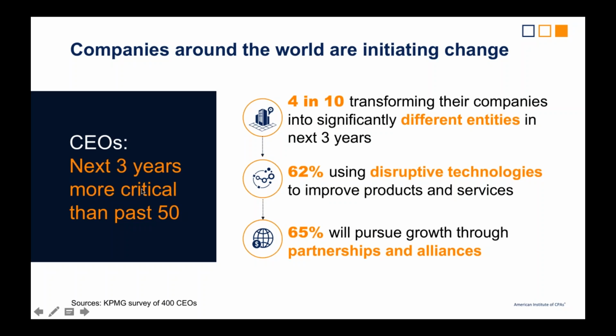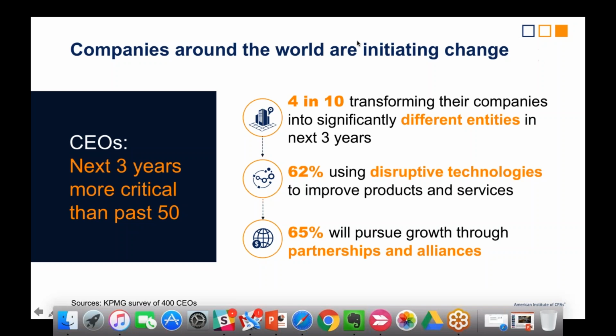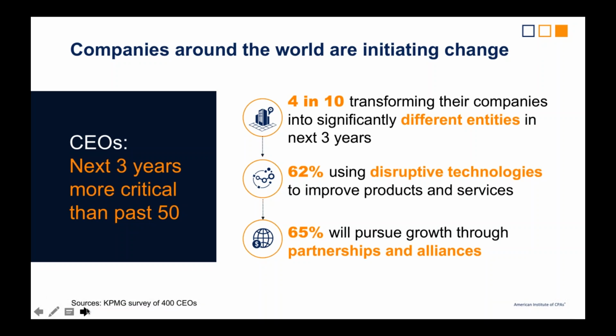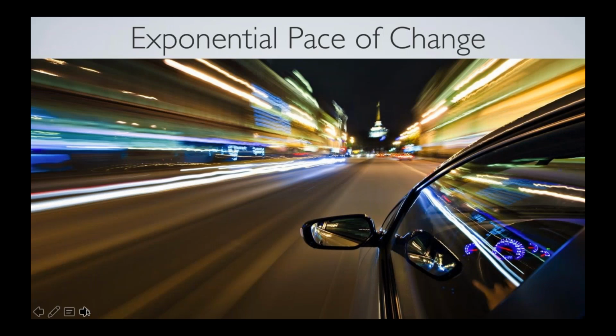So this is another slide that came from Barry Melanson at the AICPA meeting. Now this is large corporate, but the point is in the next 3 years, they believe are more critical than the past 50 years. So all the stuff that went on in the last 50 years, they think the next 3 are going to be as big or bigger. And 4 in 10 are transforming their businesses into significantly different businesses in the next 3 years. 62% are using disruptive technologies to improve services, and 65% will start looking at alliances and partnerships. That all adds up to this idea of, man, things are getting fast, and it is fast because it's exponential.